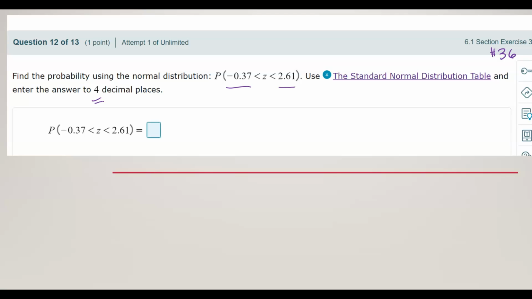Over here, we always begin, ladies and gentlemen, by drawing and shading. So I'm going to draw my normal distribution here. I'm going to remember that the center of the distribution in a standard normal curve is 0, and the standard deviation is 1, 2, 3. Every standard deviation is 1, and the same thing to the other side, but those are negative.